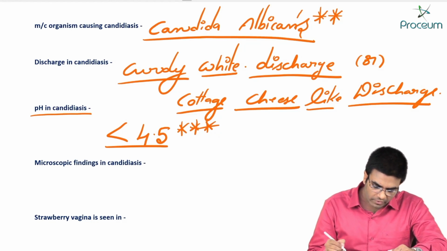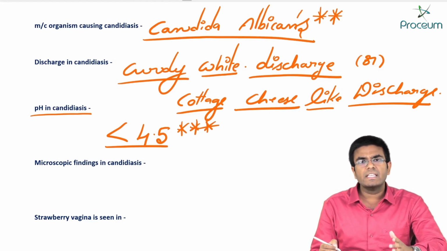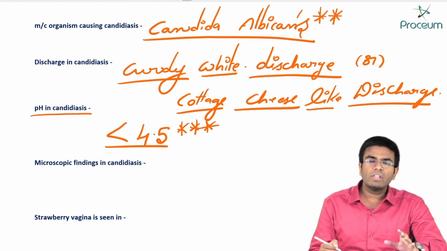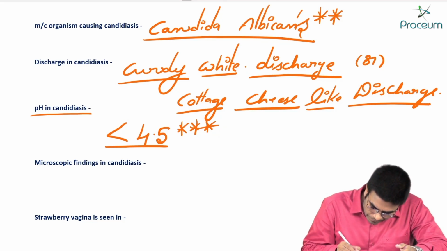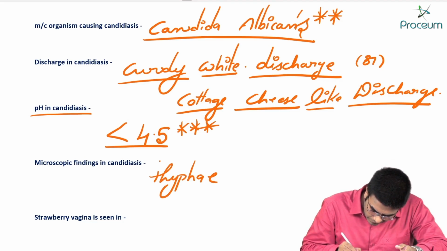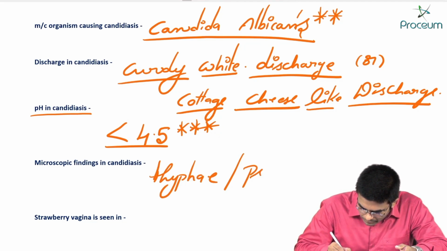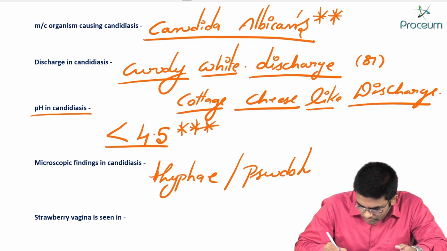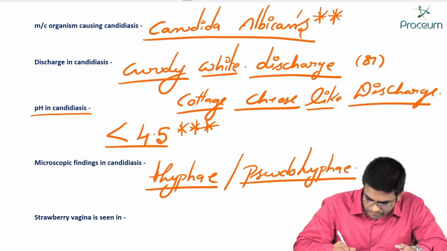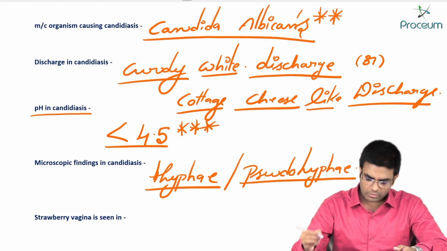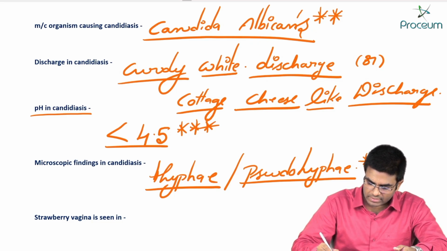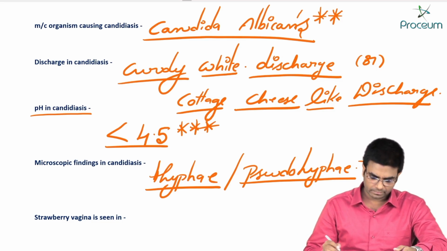Now, microscopic findings in candidiasis. Candida is because of a fungi. Now, what are the fungal components you can see on a microscopy? That are hyphae or pseudohyphae. So hyphae or pseudohyphae are seen on microscopy.